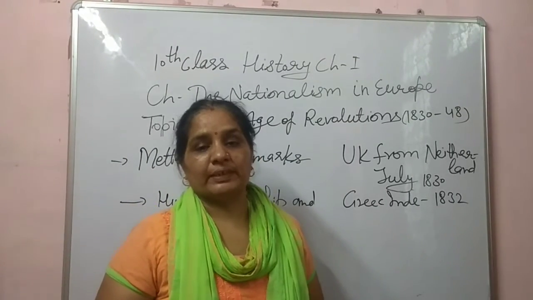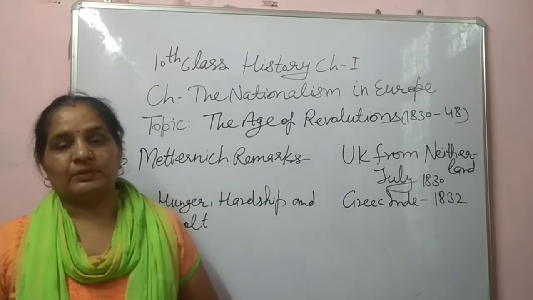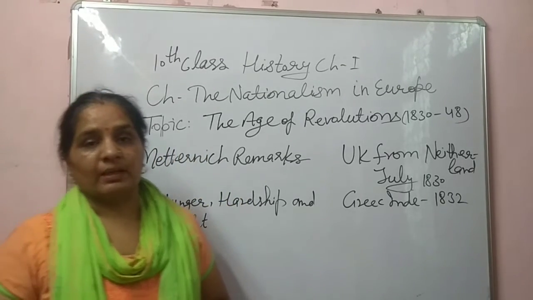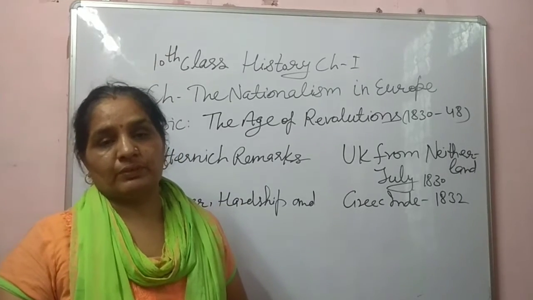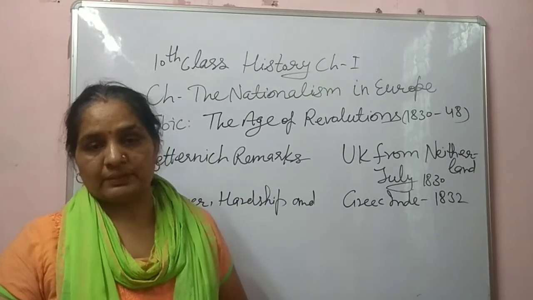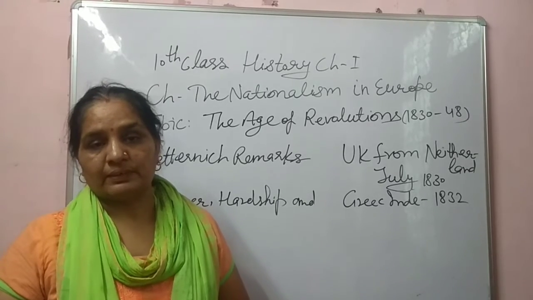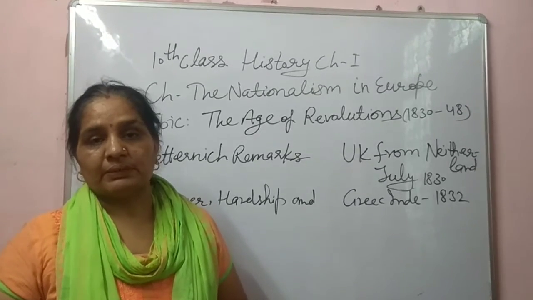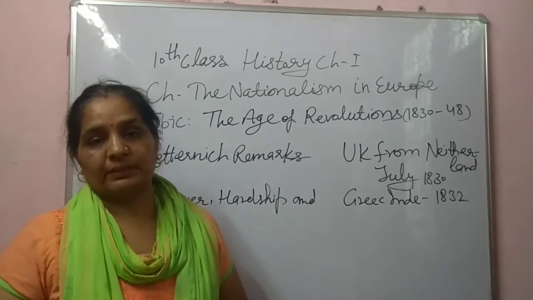Today we are discussing 10th class History chapter 1, Nationalism in Europe. Here we are discussing what was going on in the European countries 100 to 200 years ago. Three or four countries are targeted for the discussion: France, Germany, Italy, Austria-Hungary and other neighboring countries.